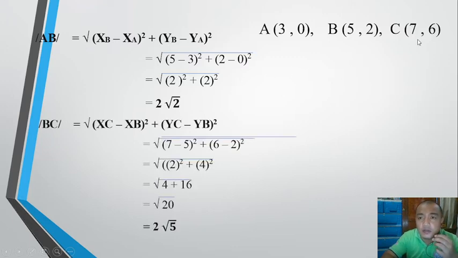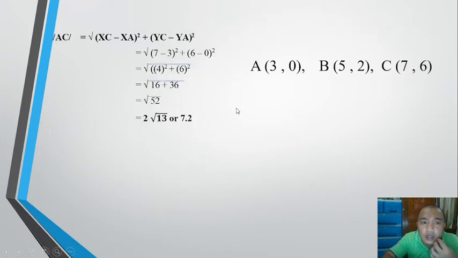Let's proceed to segment BC or line BC. We have 7 minus 5, 2. 6 minus 2 is 4. So we have 4 plus 16. Okay, can you follow? (7 minus 5) quantity squared plus (6 minus 2) quantity squared. We have 2 squared plus 4 squared. 4 plus 16 is 20. Therefore, the answer is 2 square root of 5. Okay, 2 square root of 5 is the length of side BC. How about line AC?